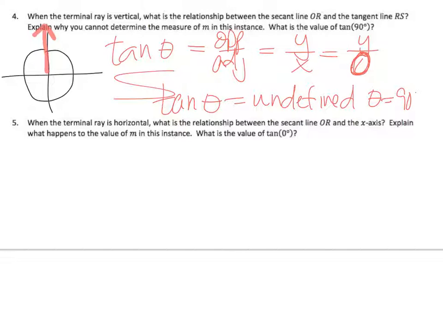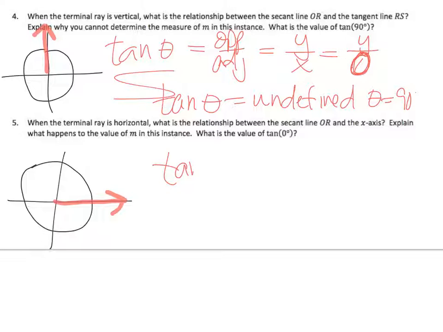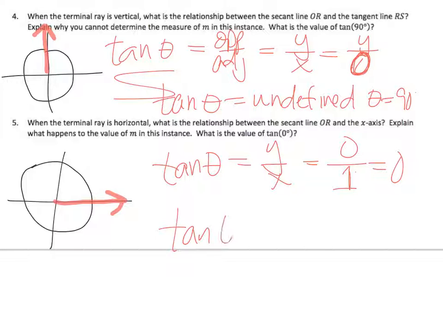When the terminal ray is horizontal, what is the relationship? Let's see if I can draw that. When the terminal ray is at 0, tangent theta is y over x. Y is 0, x is 1, so it's 0. So tangent theta is 0 at theta equals 0. Not 90, 0.